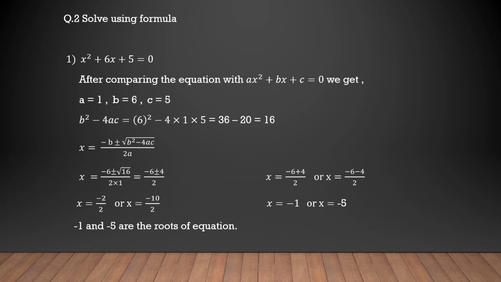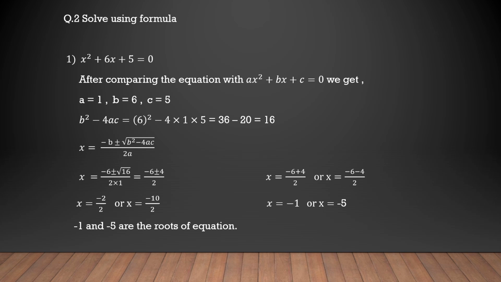So we write 6 square minus 4 into 1 into 5 is equal to 6 square is 36 minus 4 into 1 is 4 and 4 into 5 which is equal to 20. So 36 minus 20. The sign of 4ac is minus, so we write minus 20. So 36 minus 20 is equal to 16. So the value of b square minus 4ac is 16.